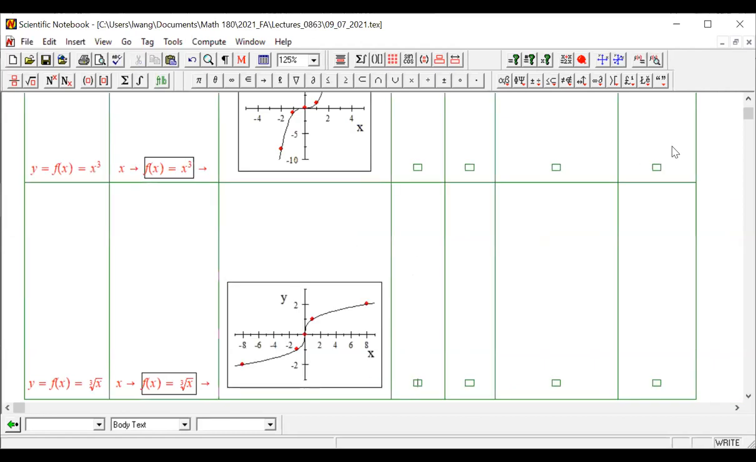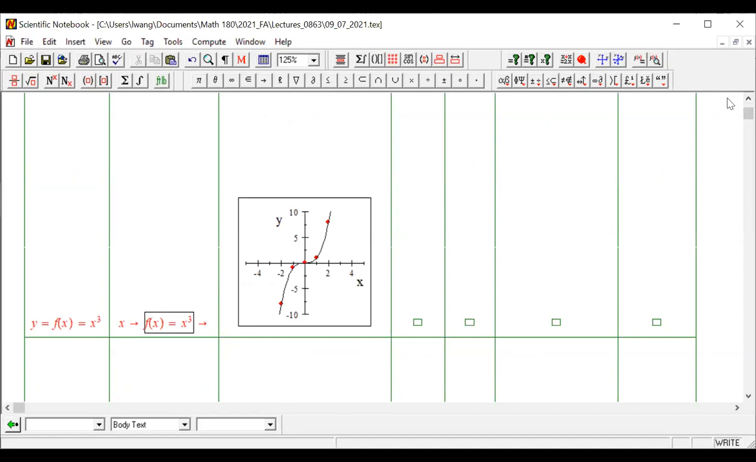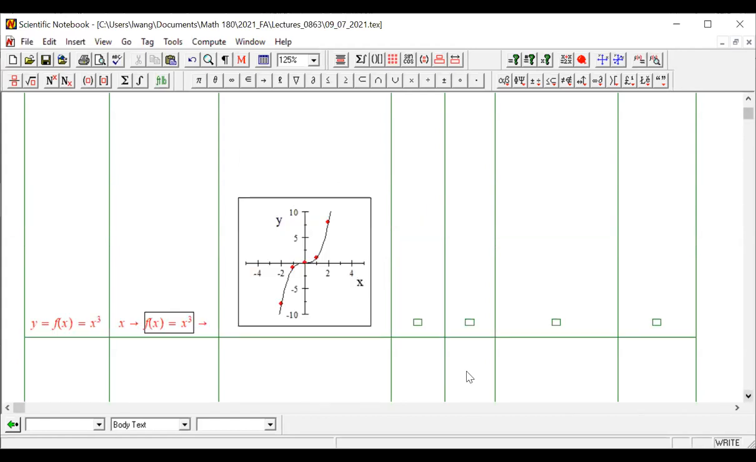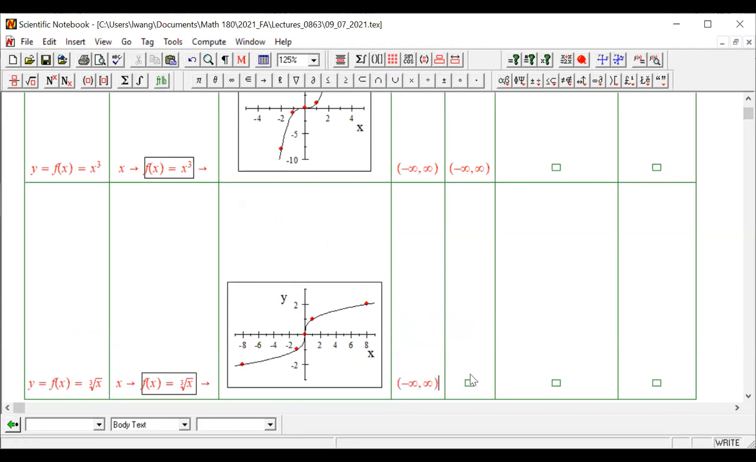The cubic root. So what happened? What is the domain and range? The domain and range are from negative infinity to positive infinity, and the range is the same. Domain and range are all the same. Intercepts, they're all the same. So we need to understand what they mean.